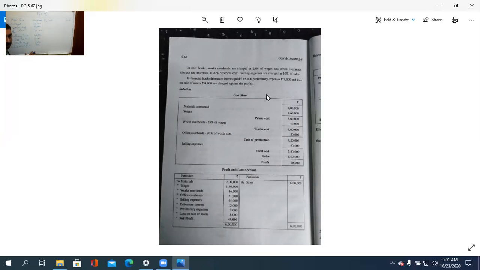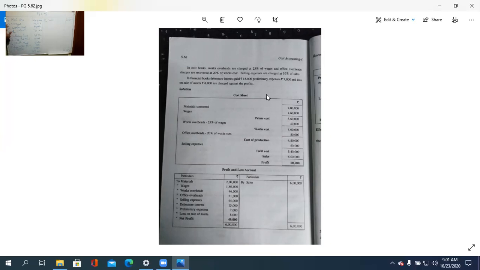And how much is this one? To net profit carried down, how much is it? 49,000. 6 lakh is the total. Clear? So see, the profit as per cost books is what? How much? 60,000, and profit as per financial books is 49,000. And we need to check what all are having the differences.